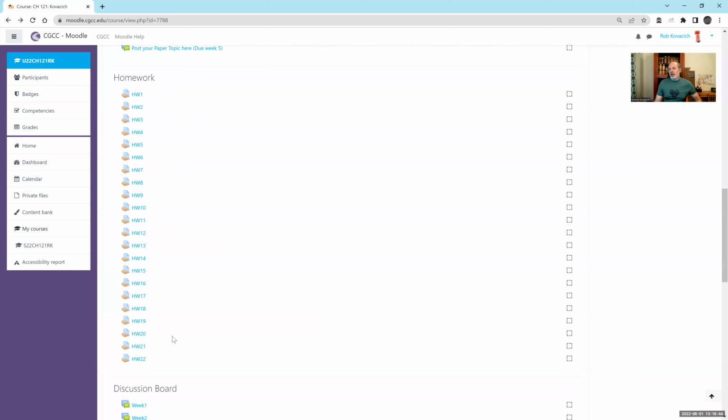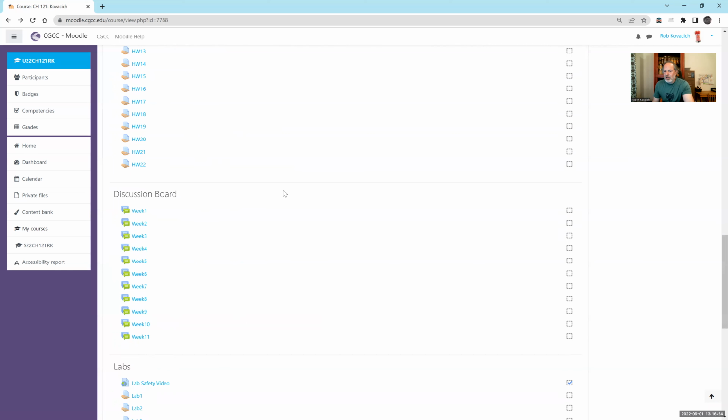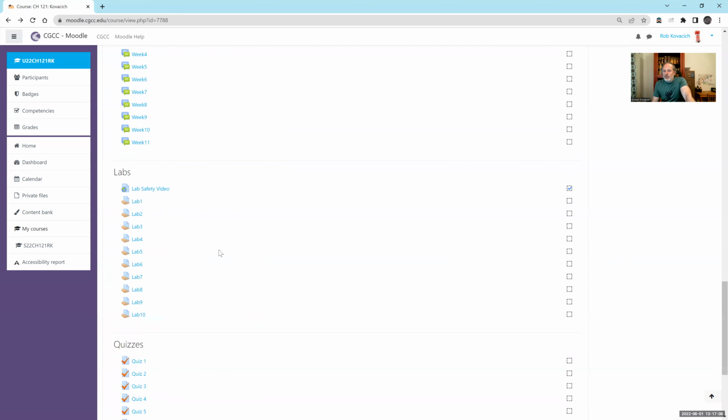All your homeworks are here, and they're due on Wednesdays and Fridays of each week, so 2 per week. And that gets us up to 22 homework assignments since we've got 11 weeks for our class. There are the discussion boards, and this is where you're going to be posting the 2 homework questions out of the back of the chapter of the textbook, and then answering somebody else's. All your labs are here. I'm going to need you to watch the lab safety video. I'll know if you don't, at least click on this link and start watching the video. And if you don't, then I'm not going to be giving you credit for any of the labs performed here.